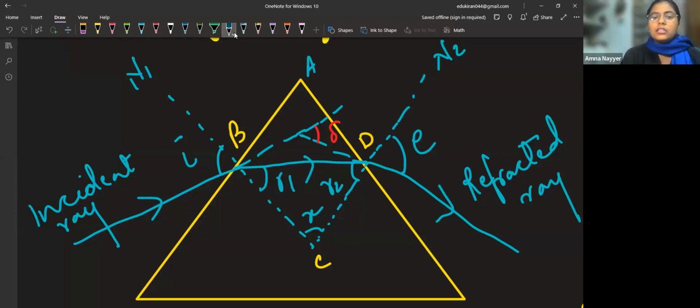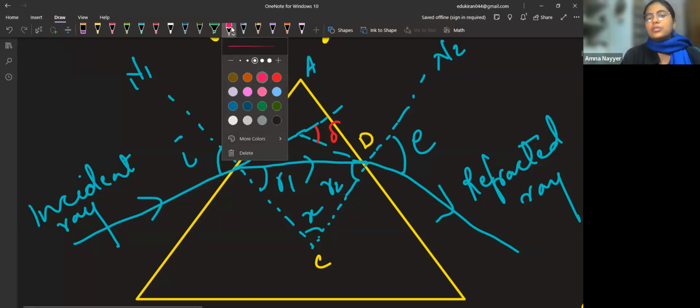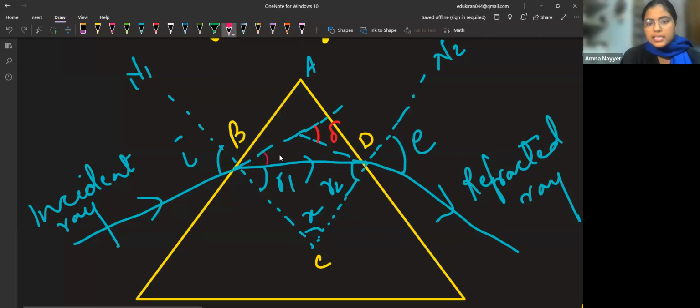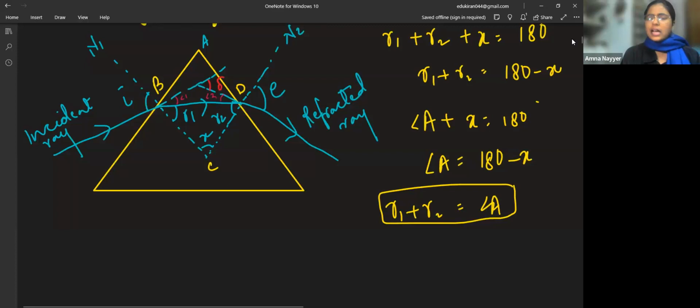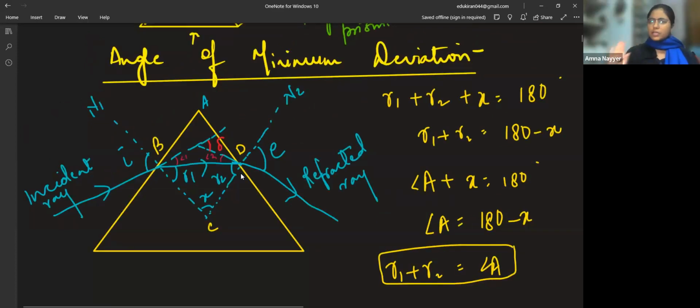Now the lines which I was asking you to mark were, this is actually angle 1. I am taking this as angle 1, and this as angle 2. Now come back to this. Now you have understood the prism. The diagram is clear to you. Now we just have to perform the calculation part.